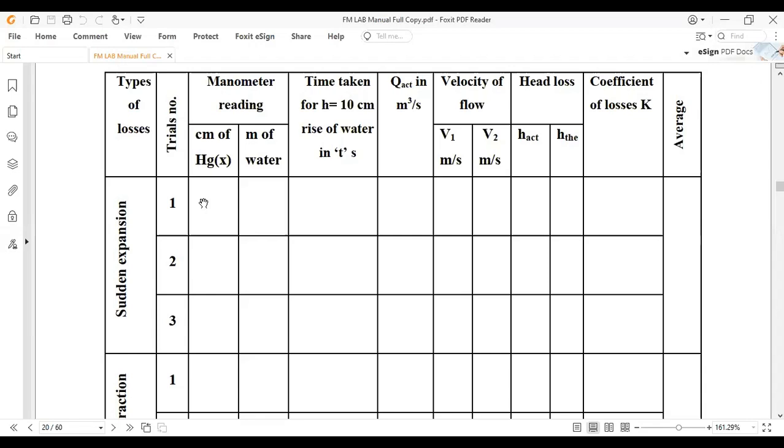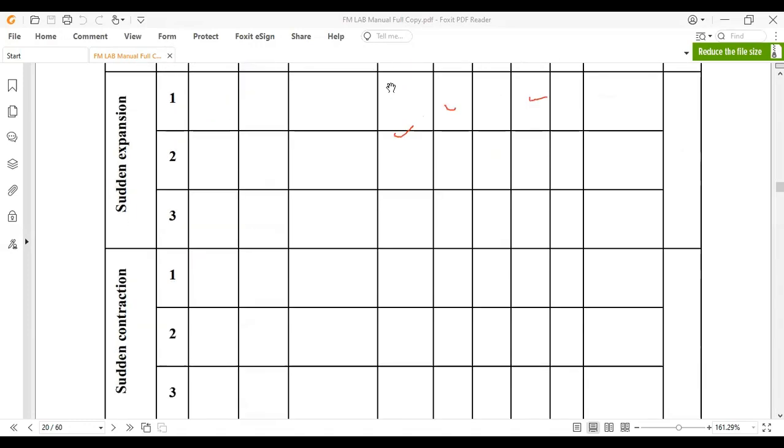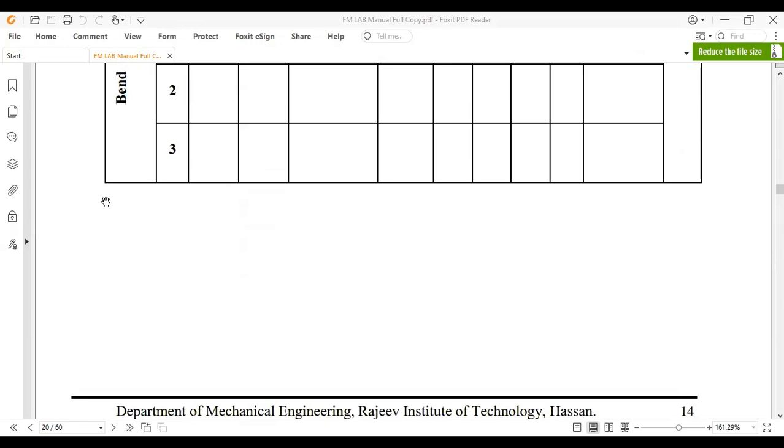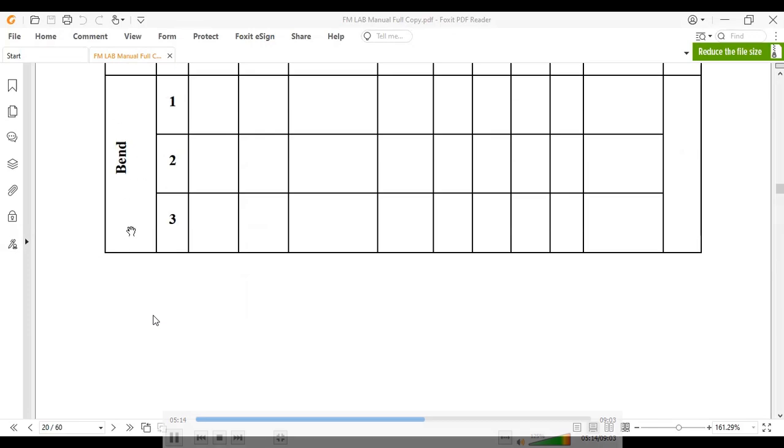The remaining things to calculate, the equations are available in the manual itself. What is the actual velocity, head loss, everything can be calculated likewise. The same tabulation columns apply for sudden contraction and bend, as well as the elbow. Here the elbow is not included, but up to the bend the tabulation columns will be the same. Come to the sudden expansion calculation.